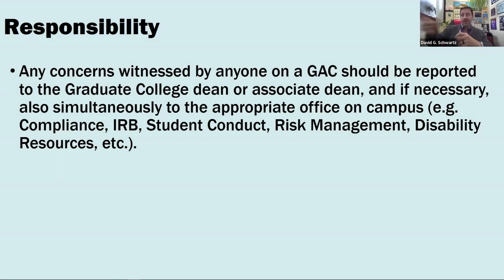Anyone, and this is from the grad student handbook, any concerns witnessed by anyone on a grad advisory committee should be reported to the grad college dean or associate dean, and if necessary, also to the appropriate offices on campus: compliance, IRB, student conduct, which is now student rights and responsibilities, risk management, disability resources, whoever that would be. So if somebody sees something that involves research integrity, they would report that to the dean or associate dean of the grad college and the IRB.